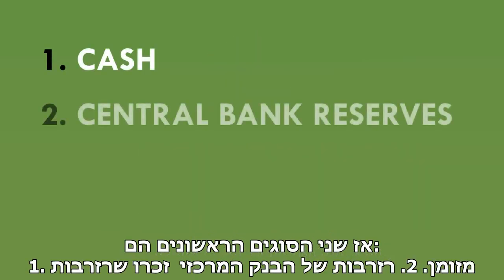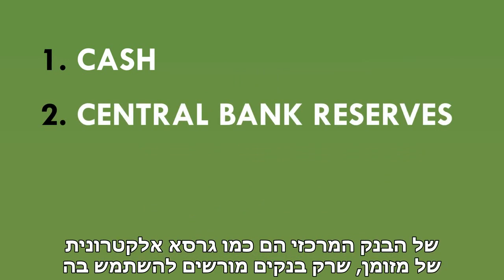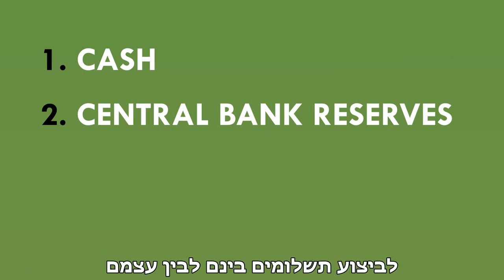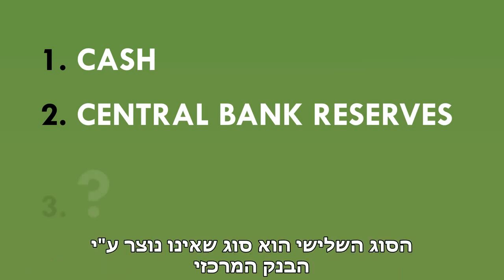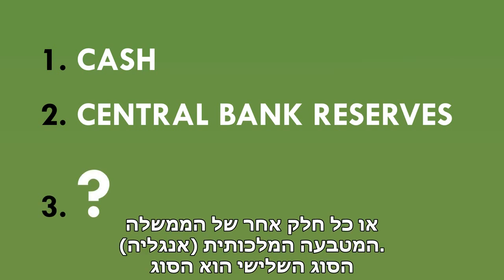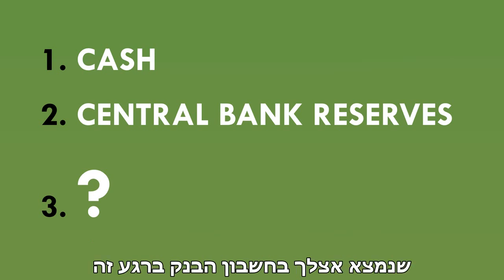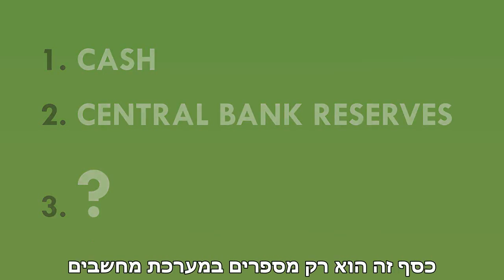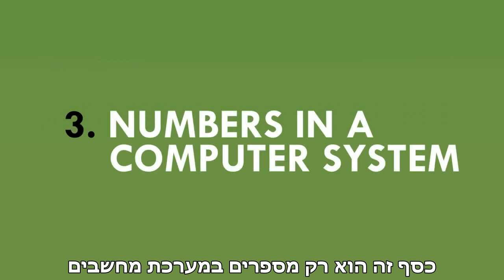So the first 2 types of money are 1, cash, and 2, central bank reserves. Remember that central bank reserves are like an electronic version of cash that only the banks can use to make payments between themselves. The third type of money is a type of money that isn't created by the Bank of England, the Royal Mint, or any other part of government. This third type of money is the type of money that's in your bank account right now. This money is just numbers in a computer system.